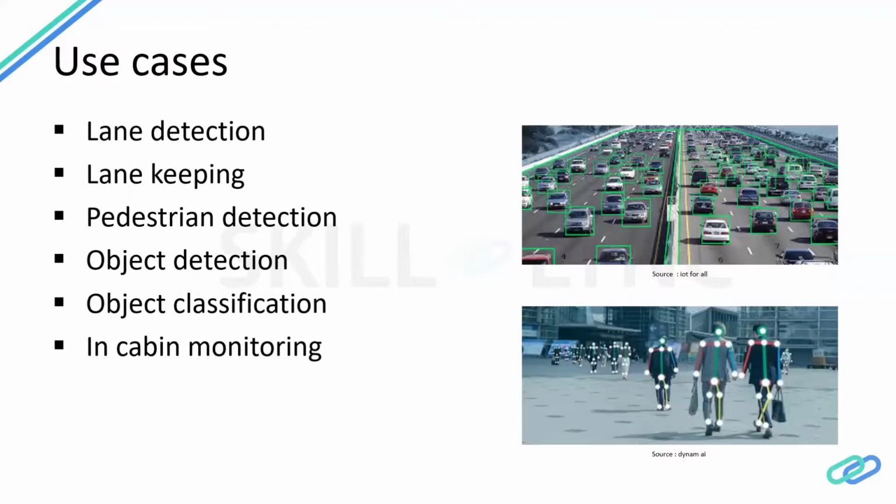Use cases would be lane detection, lane keeping, pedestrian detection. As you see in the second image, the computer vision algorithms are even able to pick up the pedestrians' key points on the body and track their movement. Then object classification and in-cabin monitoring. This is one of the topics that I'm working on, where we'll be monitoring what's going on inside the vehicle, and many vehicles are coming up with this.